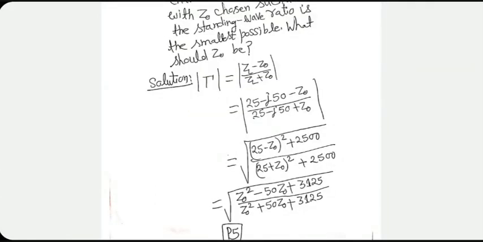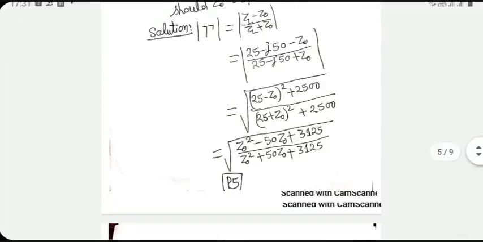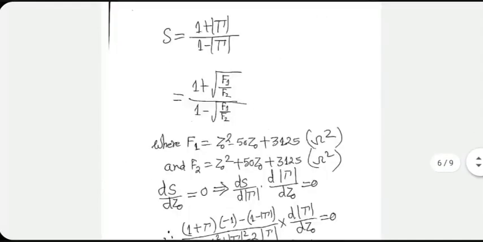I took the magnitude using standard complex algebra. I get this equation: square root of Z0 square minus 50 Z0 plus 3125, divided by Z0 square plus 50 Z0 plus 3125. That is the magnitude of tau. Now our job is to minimize S by changing Z0.